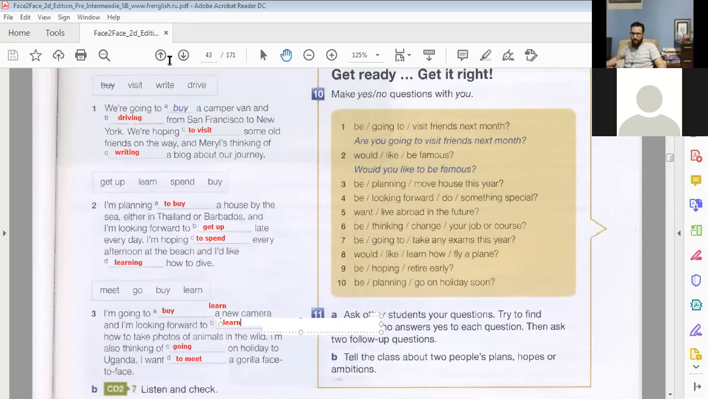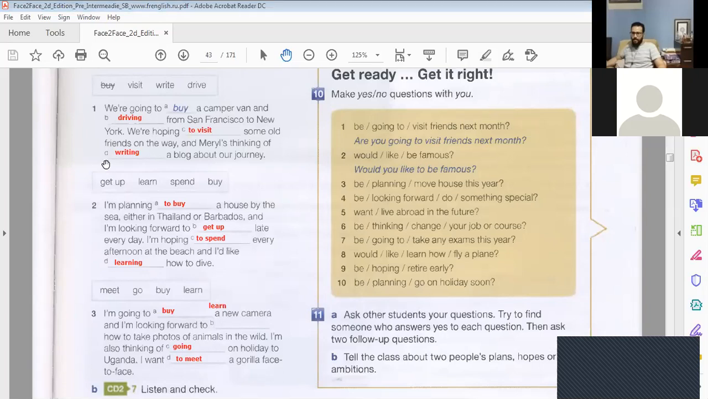1. Ryan. We're going to buy a camper van and drive from San Francisco to New York. We're hoping to visit some old friends on the way, and Meryl's thinking of writing a blog about our journey. 2. Derek. I'm planning to buy a house by the sea, either in Thailand or Barbados, and I'm looking forward to getting up late every day. I'm hoping to spend every afternoon at the beach, and I'd like to learn how to dive. 3. Heidi. I'm going to buy a new camera, and I'm looking forward to learning how to take photos of animals in the wild. I'm also thinking of going on holiday to Uganda. I want to meet a gorilla face-to-face.